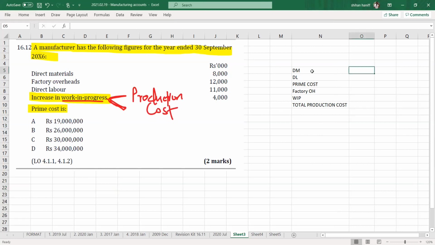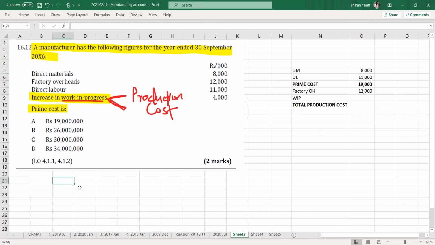Right, so here the direct material. Let me take this. Direct material is 8,000. Factory overhead is 12,000. Factory overhead is not prime cost. Direct labor is 11,000. Then the prime cost is 19,000. Prime cost is 19,000. Now the work in progress will be adjusted to the total production cost.